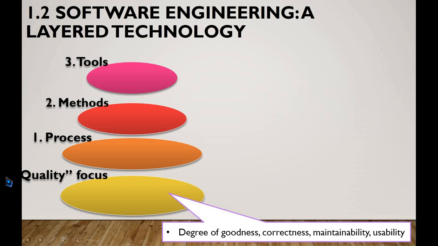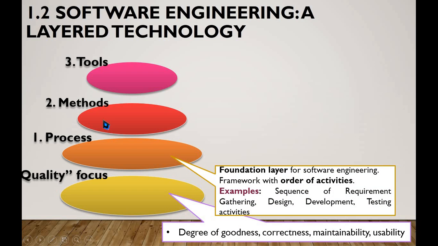Now let's discuss the three main layers, which are process, methods and tools. The process is a fundamental layer for software engineering, with an order of activities that we can learn in the next lectures. Examples of processes are the sequence of requirement gathering, designing, development and testing activities. These are included in the process layer.